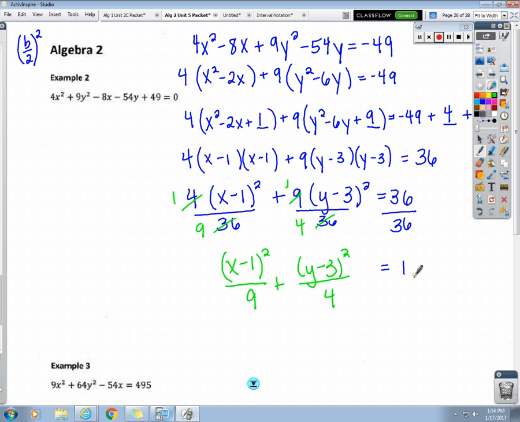And now doesn't it look like the equation of an ellipse? Does anybody know just by looking at it if it's horizontal or vertical? How do you know? The bigger number's under the x, which means it's horizontal. What is the h and the k? 1, 3. What's the a value? 3, because remember that was squared, so it would have been 3 squared. And what's the b value? 2. We will continue working on these tomorrow.